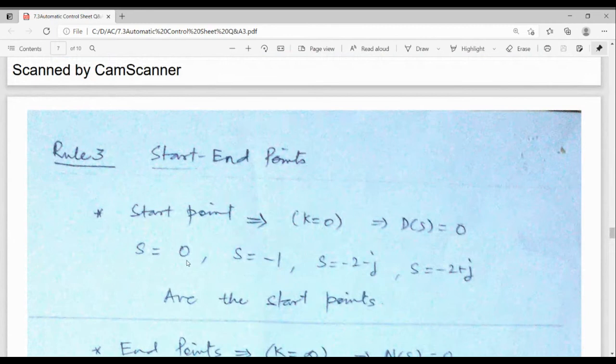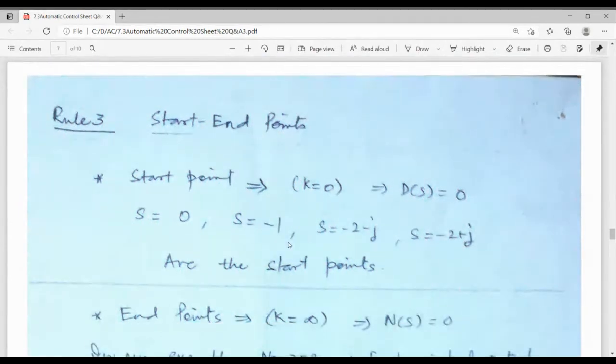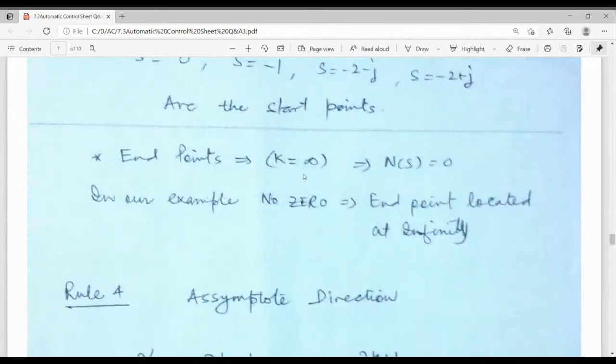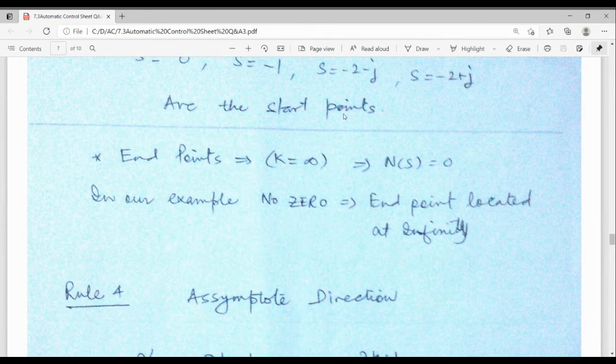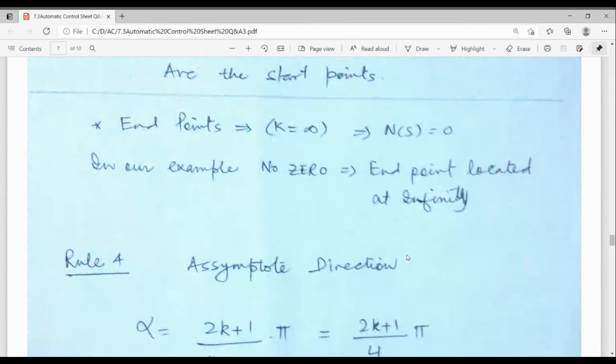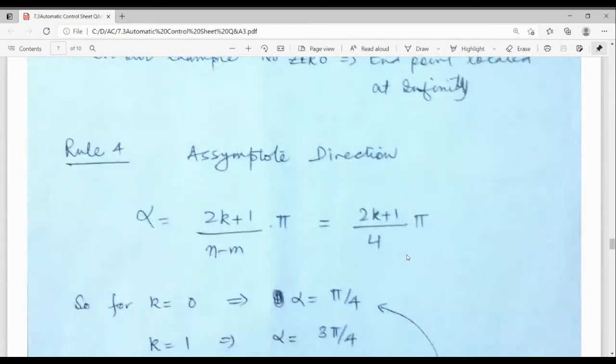The root locus starts from poles and ends at zeros. Since we don't have zeros, the end points will be at infinity. Is it clear? In our example, there are no zeros, that's why the end points are located at infinity. Starting points are the poles, 4 starting points. End points are 4, and they will be at infinity.